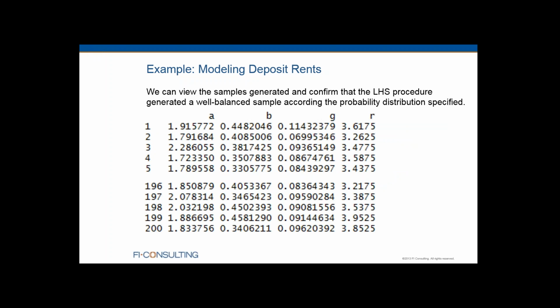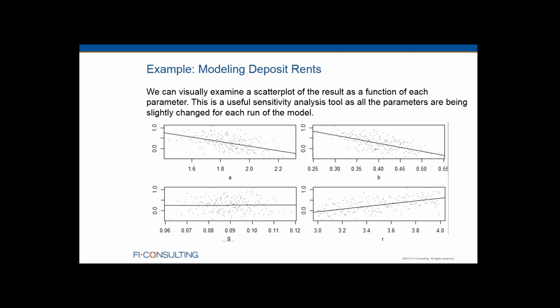So then we can view the samples generated and confirm that the Latin hypercube procedure is generating a well-balanced sample according to the probability distribution that we specified. I've highlighted the first row for you, and you can see that A, B, G, and R contain reasonable values that might be associated with drawing from the probability distribution. We can then visually examine a scatter plot of the result as a function of each parameter. This is a useful sensitivity analysis tool, as all the parameters are being slightly changed for each run of the model.